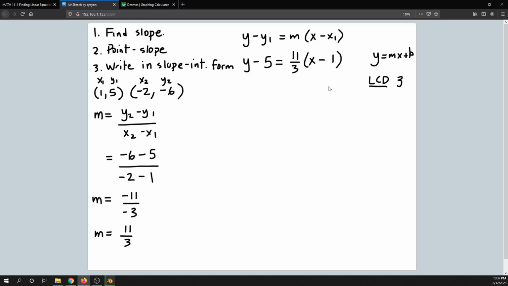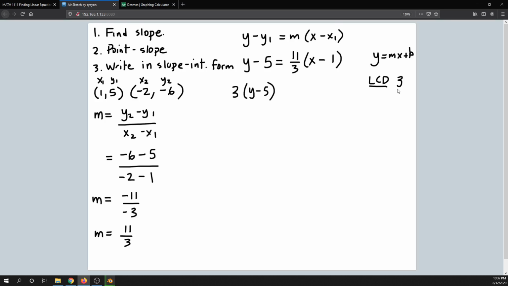There's only one fraction in this problem, with denominator 3. And so the LCD of the fractions involved would be 3. So the next thing I would do is multiply both sides by 3.